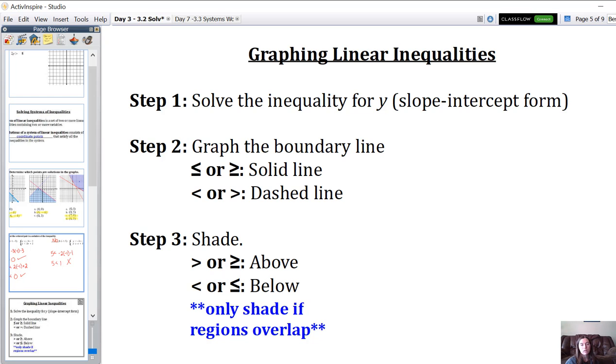And then we'll shade. If it's greater than or equal to, we're shading above. If it's less than or equal to, we're shading below. Now the difference here from what we had before is since we have two inequalities, there are going to be two places that we could shade. We only want to shade where that overlaps. But we'll get to that in a second. Okay.